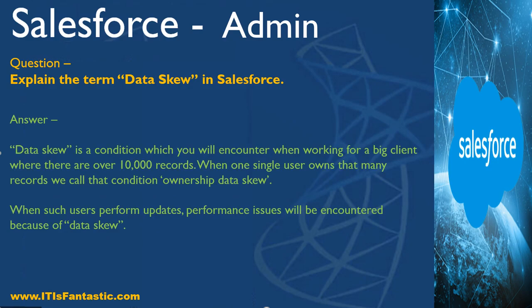Explain the term data skew in Salesforce. Data skew is a condition which we will encounter when working with a big client with over 10,000 records. When one single user, for example, owns many records, we call that condition ownership data skew.